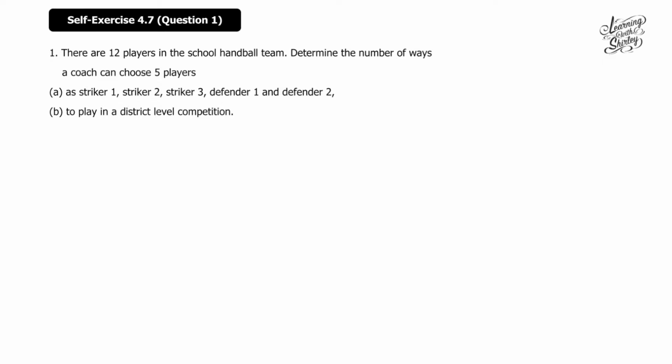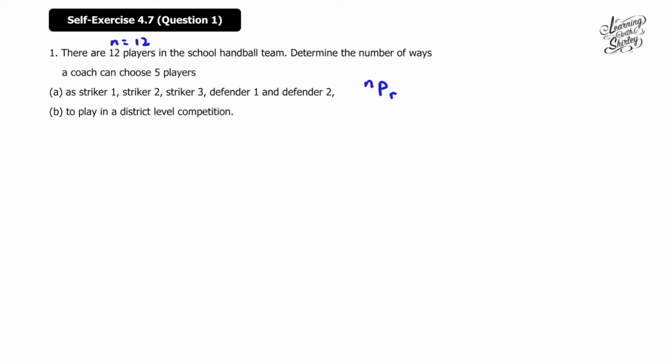In this video, we're going to do self-exercise 4.7, question 1 until question 4. Let's look at question number 1. There are 12 players in a school handball team, which means that n is equals to 12. Determine the number of ways a coach can choose 5 players as striker 1, striker 2, striker 3, and defender 1, defender 2. So for this one, we're going to use nPr. Why? Because strikers and defenders are considered as positions.